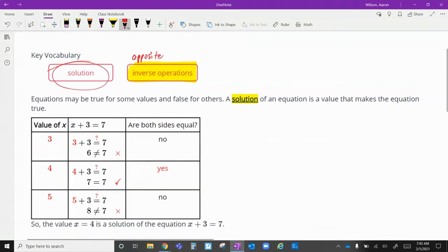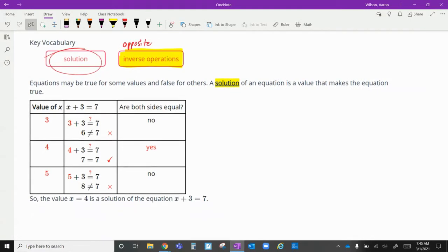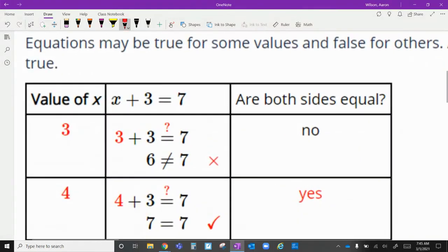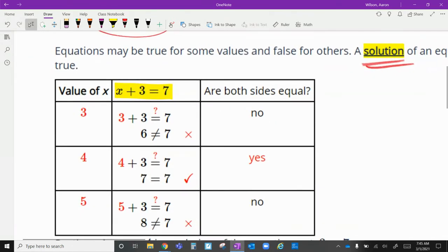Here it reads, equations may be true for some values and false for others. A solution of an equation is a value that makes the equation true. To make this real simple, if I give you x plus 3 equals 7, and I tell you that the value of x happens to be 3, well, is 3 plus 3 equal to 7? No, it's not, because 3 plus 3 is 6. So that is a false equation if I tell you that x is 3. That's why it ends up being no over here, because both sides aren't equal.